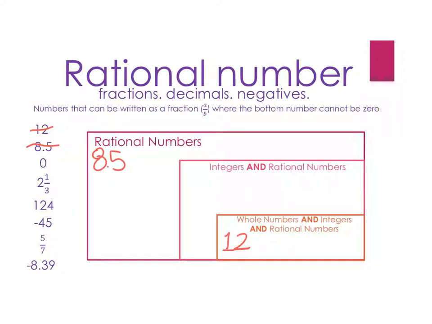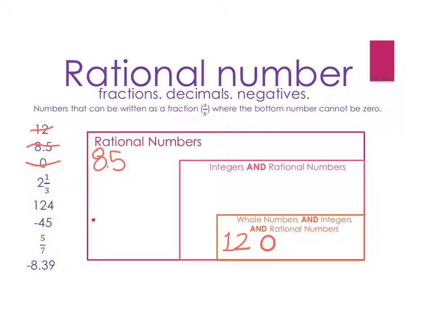Okay, 0. 0 is not a fraction, it's not a decimal, and it's not negative. So 0 would classify as a whole number. So it's a whole number, and it's an integer, and it's a rational number. If you've been following along, you might notice that if a number is an integer, it's automatically a rational number. Do you guys get that? Let me say it one more time. If a number is an integer, it is automatically a rational number. If a number is a whole number, it's automatically an integer, and it's automatically a rational number.